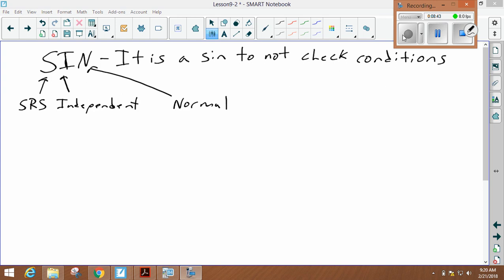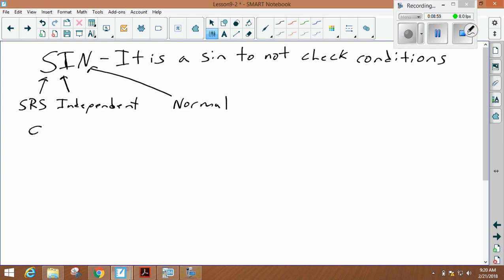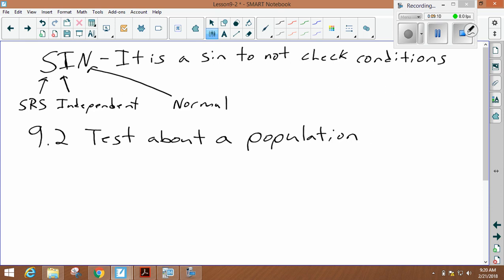So speaking of it being a sin to not check conditions, hey, there are conditions that you need to check in order to carry out a test about a population proportion. So that's what 9.2 is really about. It's about tests about a population proportion.